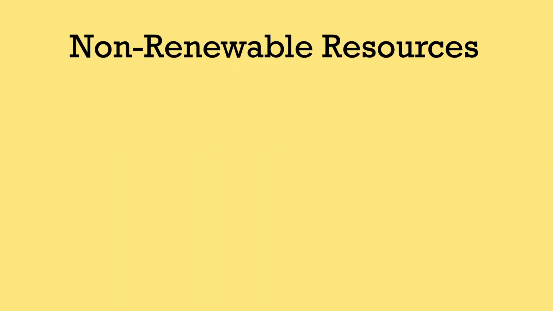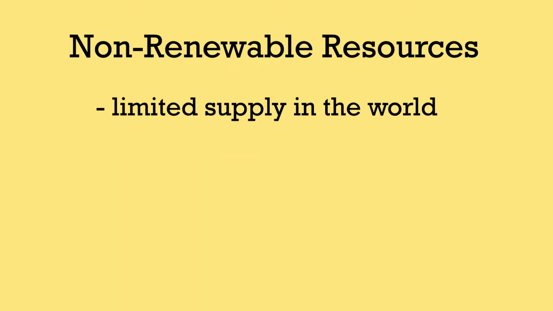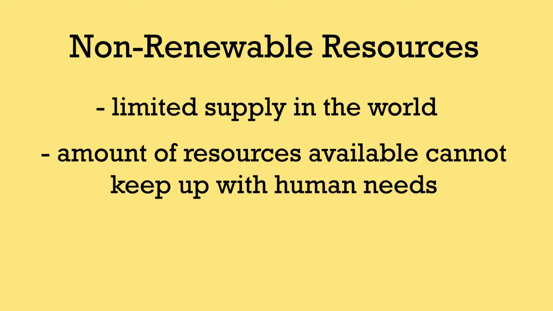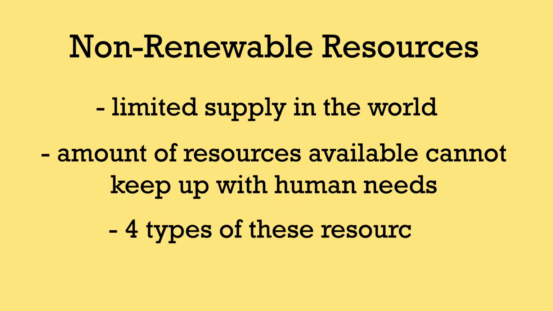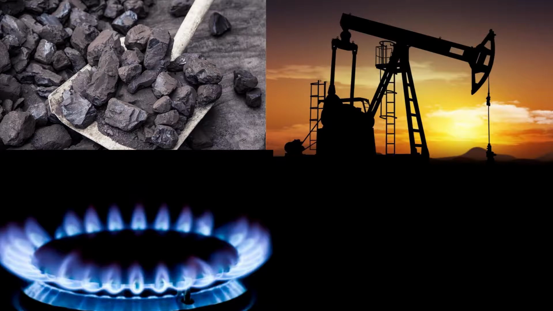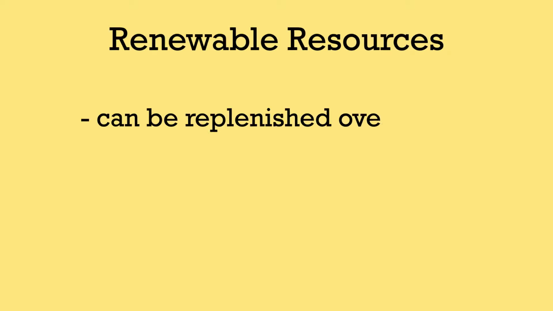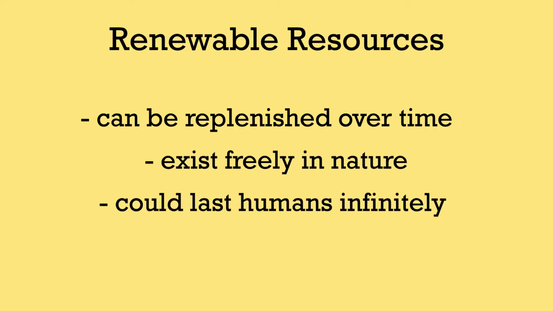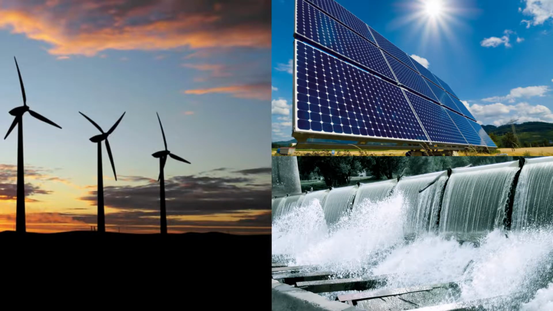If a resource has a limited supply in the world, it's considered a non-renewable resource. The amount of these resources available on Earth cannot keep up with the amount that humans use on a daily basis. There are four types of these energy sources: coal, oil, natural gas, which are all fossil fuels, and nuclear energy. Renewable energy is when the resource can be replenished over a relatively short period of time. These energy sources exist freely in nature and could last humans infinitely. Some types of renewable energy are wind, solar, and hydro energy.